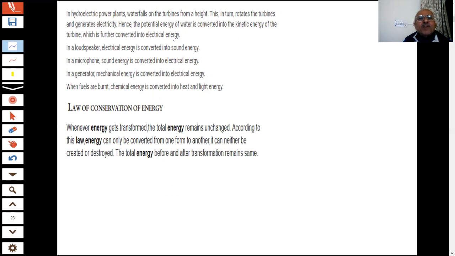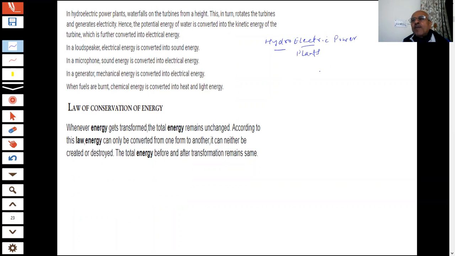some more examples for you to think. Hydroelectric power plant, water falls on the turbines from a height. This rotates the turbines and generates electricity. You are aware of hydroelectric power plants. In your country, you have hydroelectric power plants. What happens? Hydro means water.